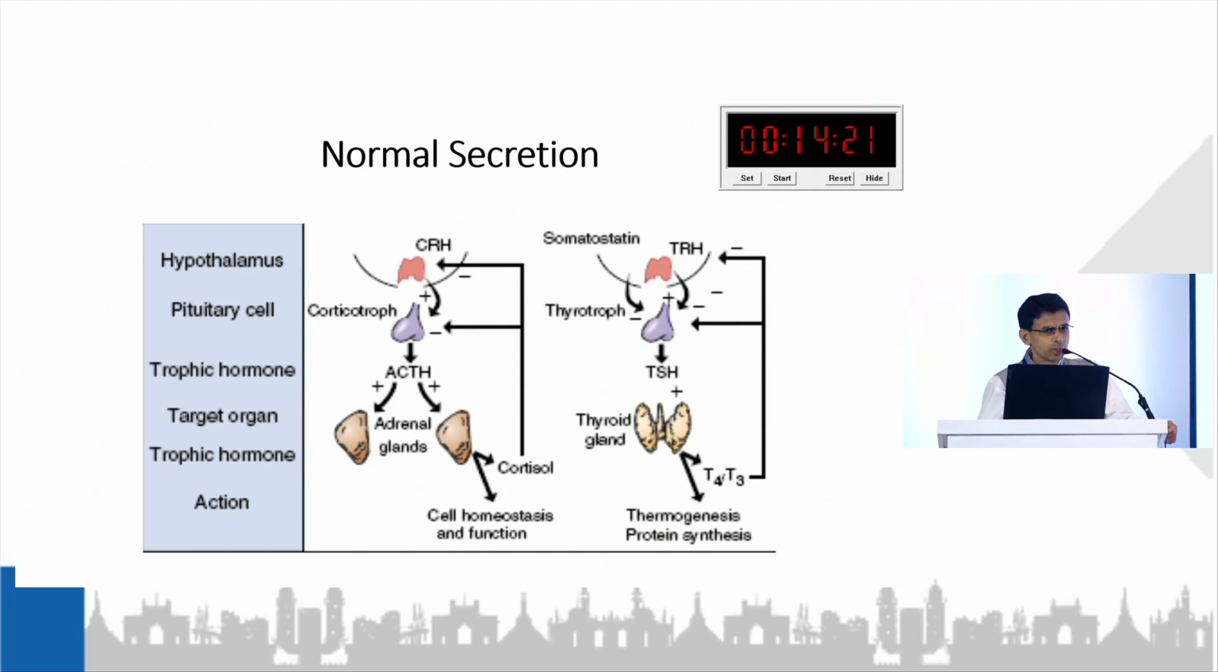So coming to the basic concepts, the normal secretion of the various hormones. We know the pituitary is under the control of the hypothalamus. The corticotropes are under the control of CRH, corticotropin releasing hormone. The corticotropes will stimulate the secretion of adrenal glucocorticoids and sex steroids. Similarly, the thyrotropes are under the control of thyrotropin releasing hormone, and thyrotropes in turn will secrete TSH, which in turn will stimulate the secretion of thyroid hormones.